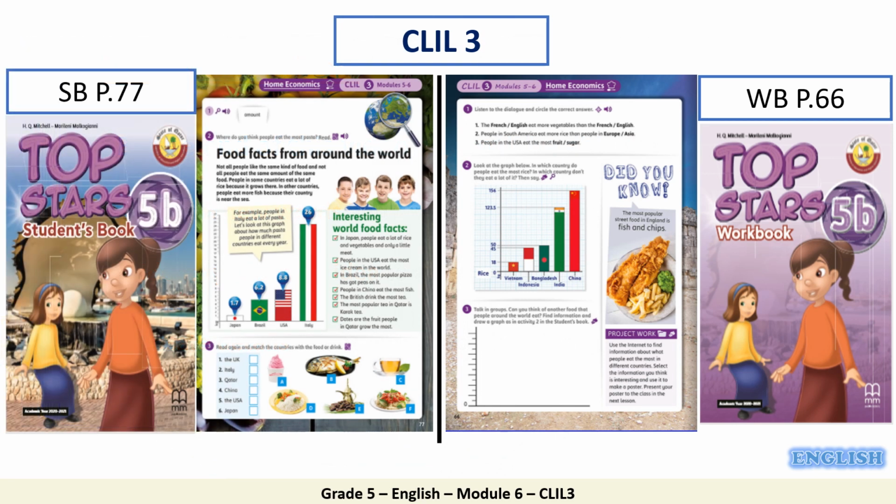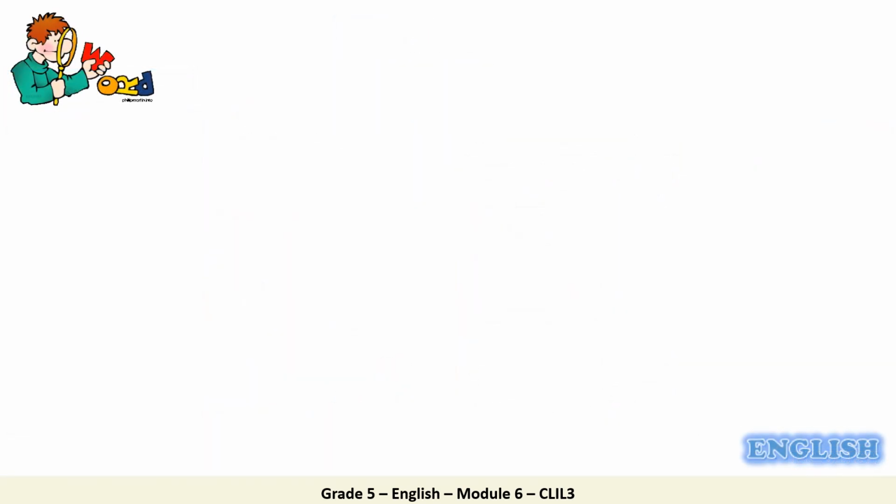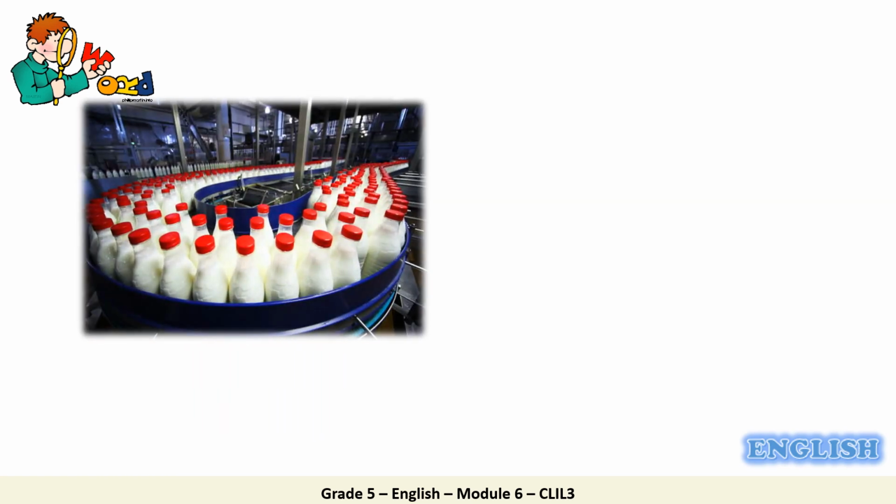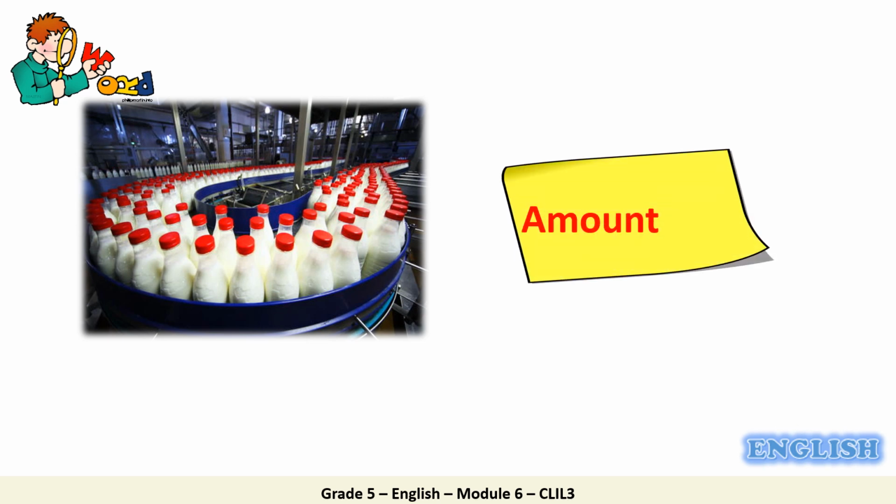Now, I need you all to open your student book, page 77, along with your workbook, page 66. Before reading, we need to learn some words that will help us read well. What can you see in this picture? Milk. Bottles of milk. Very good. It's a large amount of milk. Excellent. Let's say the word amount together.